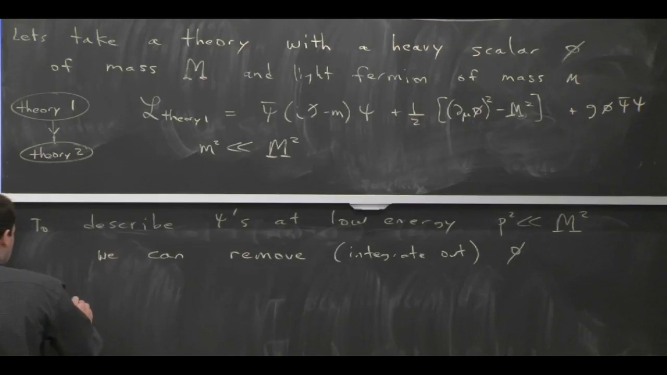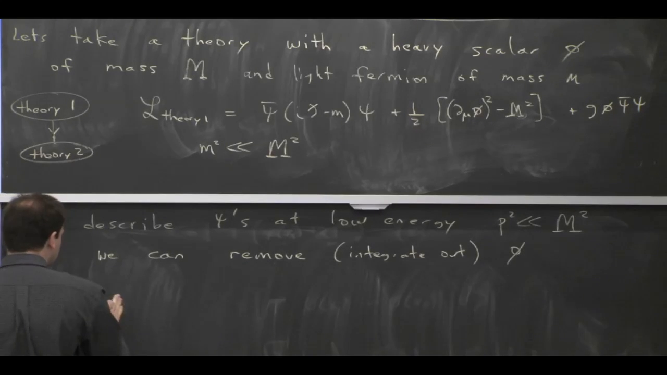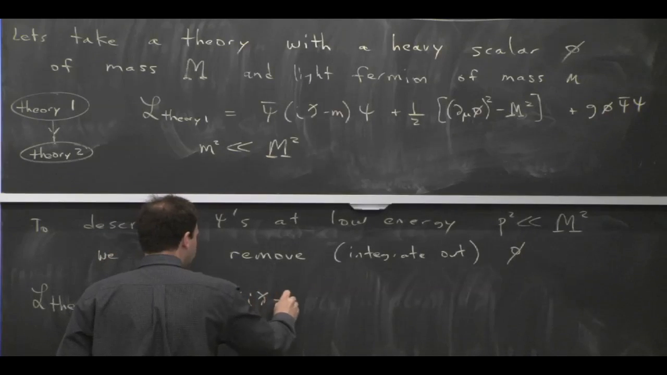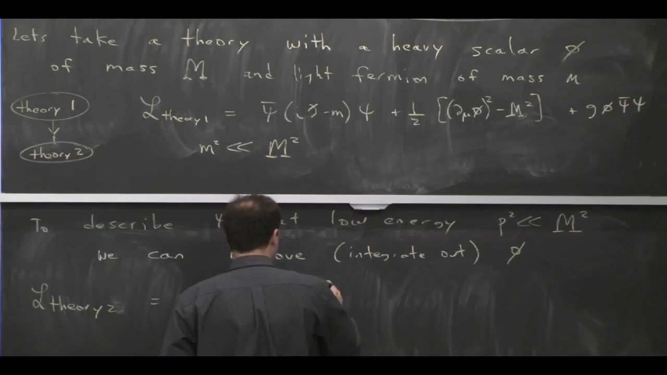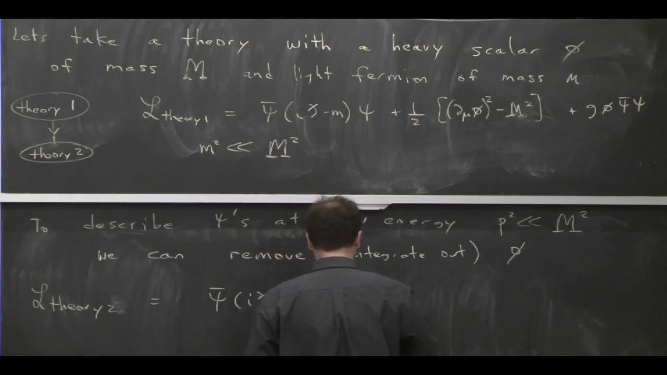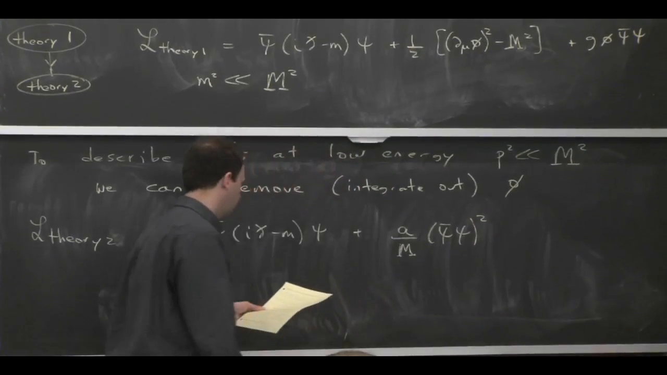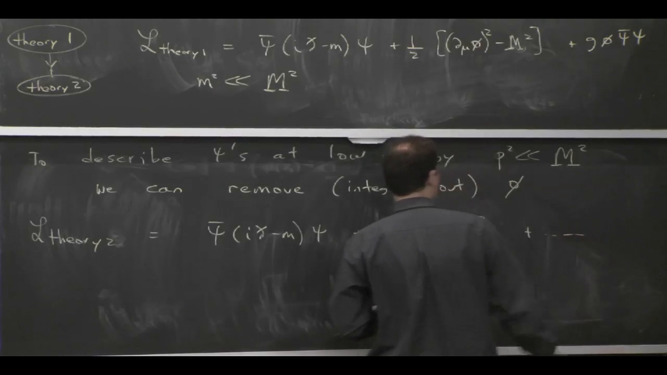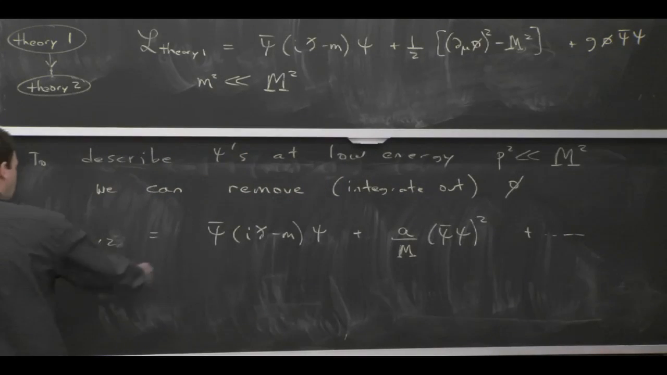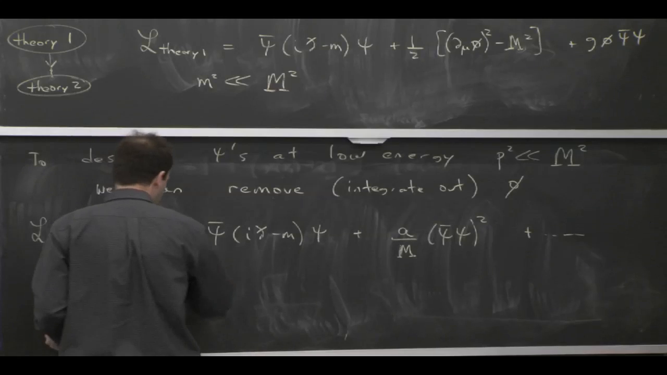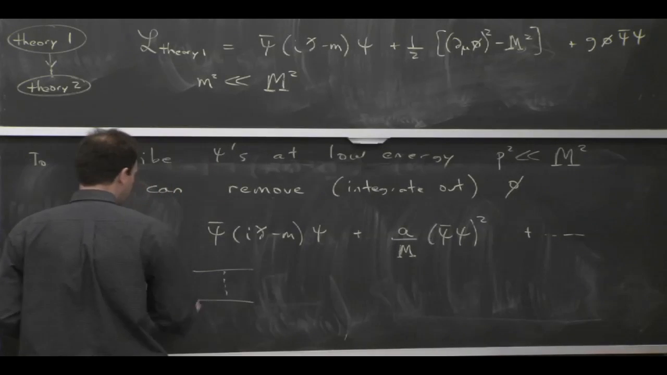So what's theory 2 going to look like? Well, we'll still have the kinetic term for our fermion. And then removing the scalar will generate some new operators. In particular, there'll be a dimension 6 operator like this. And then there could well be other terms. And so if we wanted to figure out what this dimension 6 operator is at tree level, that's a pretty straightforward exercise. We would simply think about the Feynman diagram in theory 1.